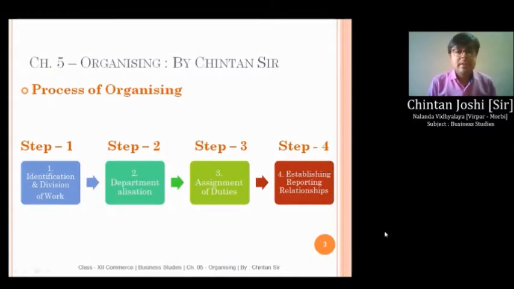The process of organizing is classified into four different steps. Number one, identification and division of work. Second, departmentalization. Third, assignment of duties. And the last one is establishing reporting relationship. Let me discuss these four steps of the process of organizing in detail.